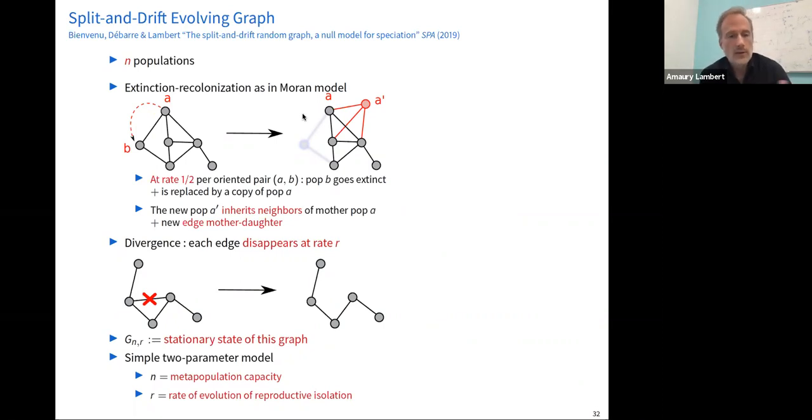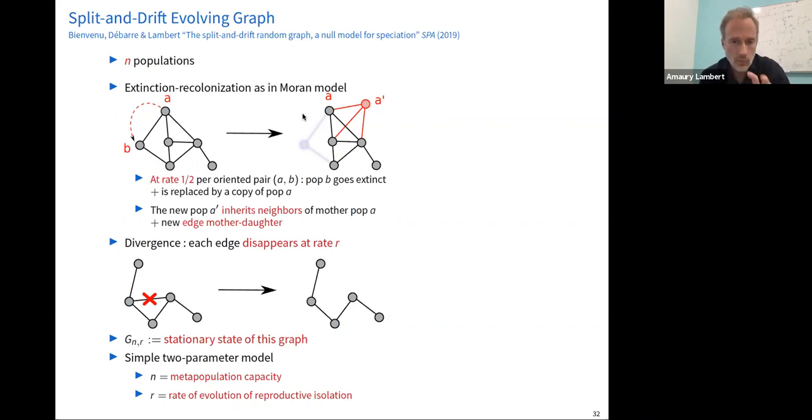And the births and deaths occur according to a Moran model, which is actually the counterpart to the Wright-Fisher model in continuous time. And this goes as follows. I treat 1/2 per oriented pair AB of particles or populations. Population B goes extinct, and simultaneously A gives birth to a new population called A prime.